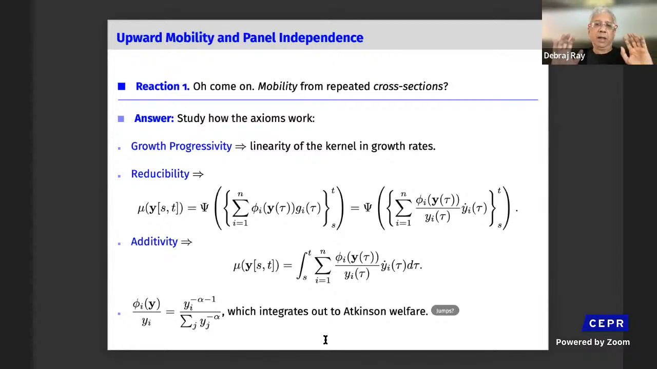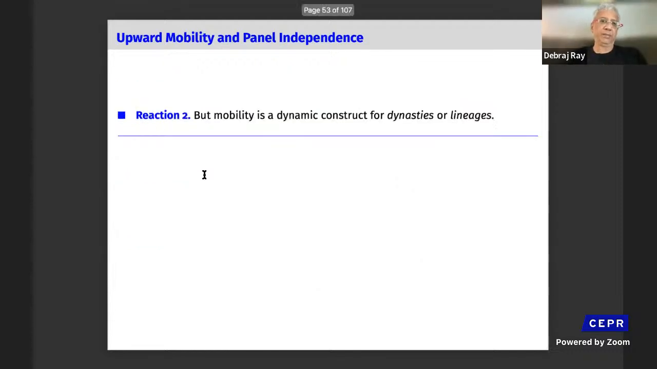Now that's a mathematical restatement of what I said, but it's still a conceptually important restatement, because if you're worried about panel independence, you have to look at one of these axioms and say, I don't buy it. Because the rest of it follows logically. So that's the first point I want to make.